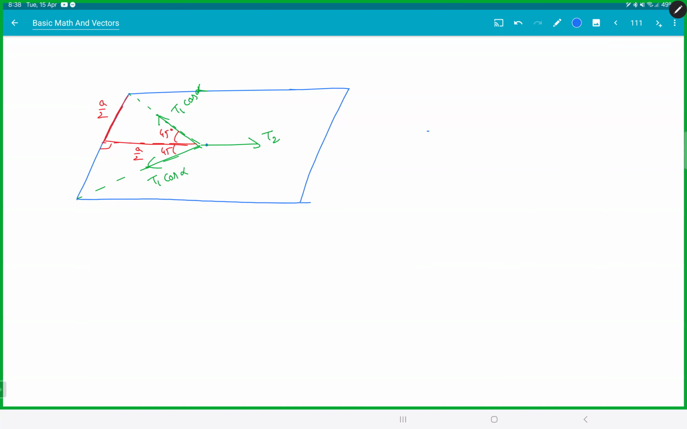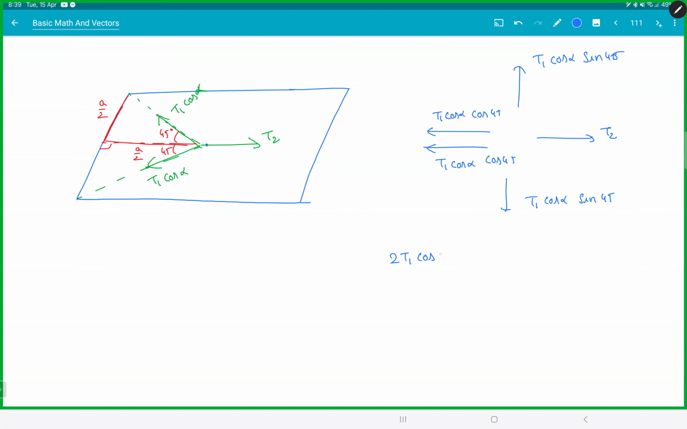So now what are the components? If I divide T1 cos alpha components, we get T1 cos alpha cos 45, T1 cos alpha cos 45. This is T2. This is T1 cos alpha sin 45, and this is T1 cos alpha sin 45. The sin 45 components will cancel, and you're left with 2T1 cos alpha cos 45 is equal to T2. But I already know T1 is nothing but root 3 mg by 2.